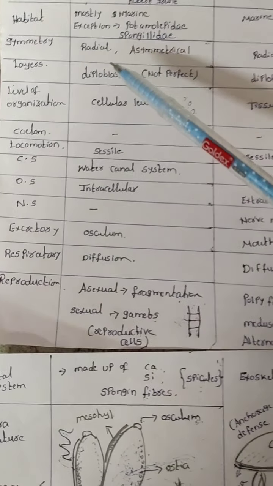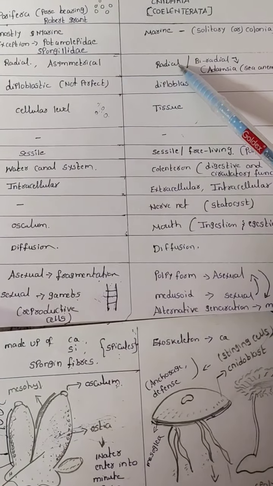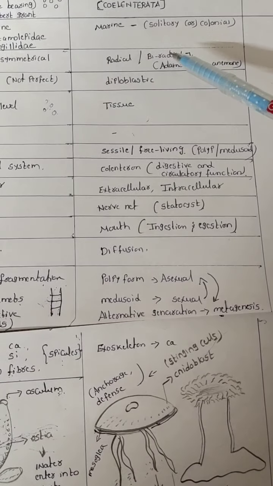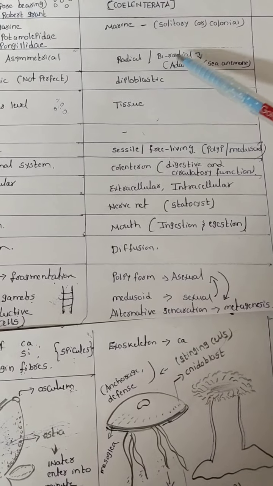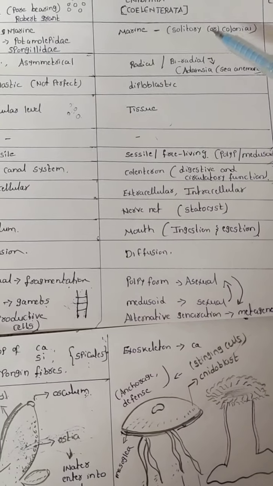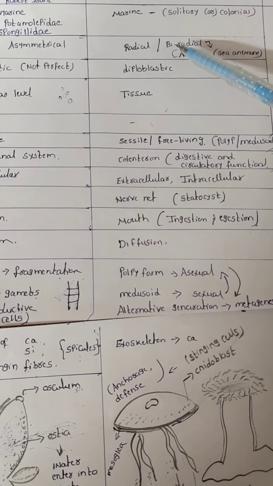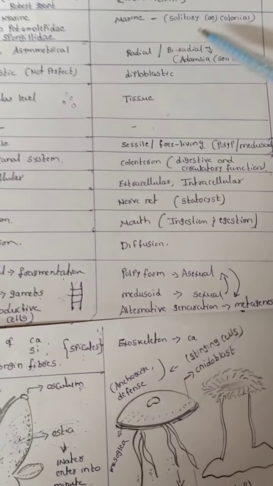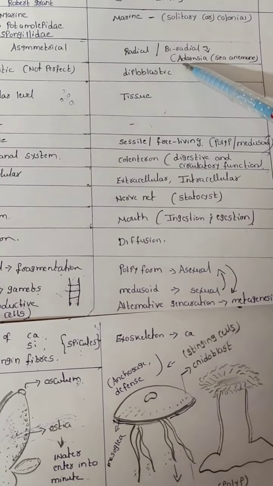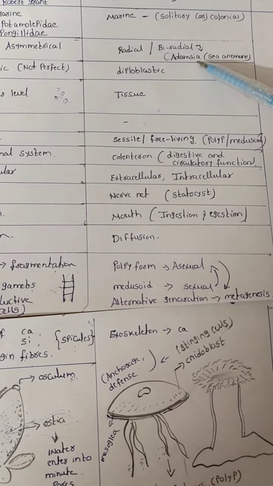I already said the symmetry. In the first three phyla, what type of symmetry is there? Radial symmetry. When I keep a hyphen like this, they have an exception. In some organisms the symmetry is biradial symmetry. Bi means what? Two. In two axes only you can cut the body into two equal planes. That type of symmetry is called biradial symmetry. In which organism is biradial symmetry seen? That is in Adamsia, commonly called the sea anemone. You have to remember these names.